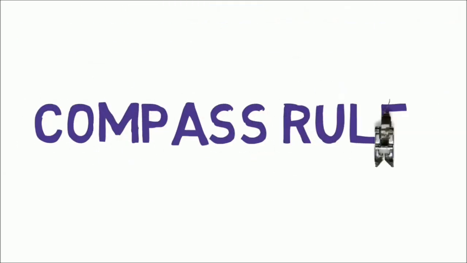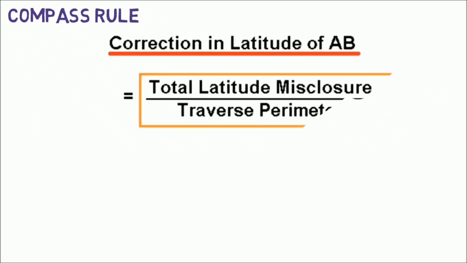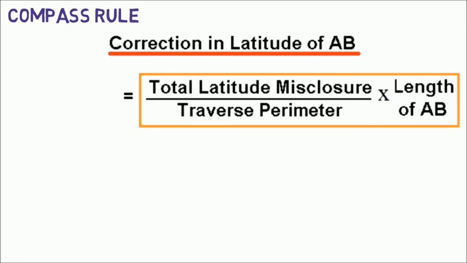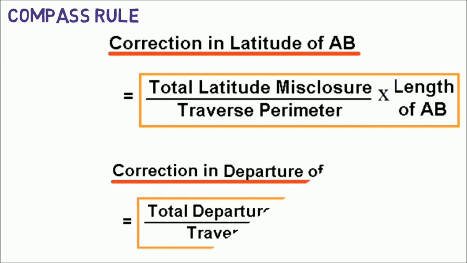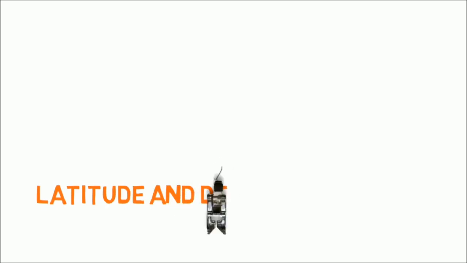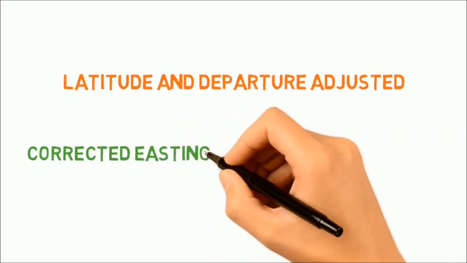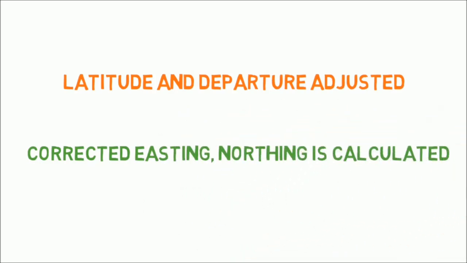In the compass rule, the error or misclosures are distributed to each traverse line by the following formula. Correction in latitude of a line is equal to total latitude misclosure divided by traverse perimeter multiplied by length of the line. And correction in departure of a line is equal to total departure misclosure divided by traverse perimeter multiplied by length of the line. Then the latitudes and departures are adjusted by applying the corrections. Finally, with the adjusted latitudes and departures, the corrected easting and northing are calculated.